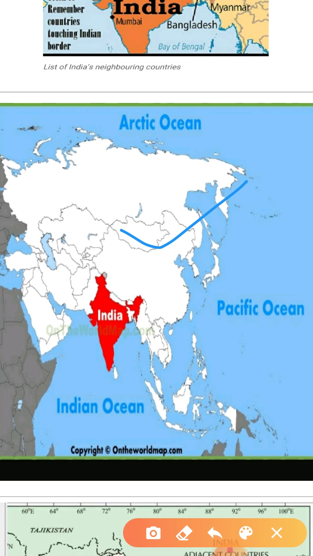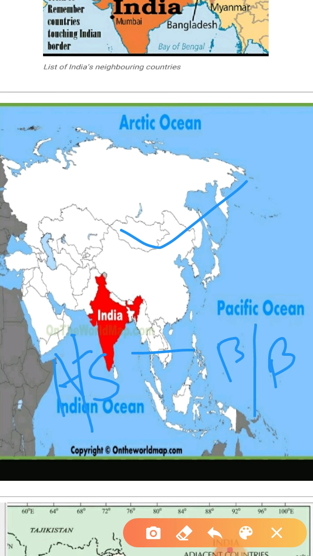Bordering the Indian Ocean, it has two arms extended in the form of the Bay of Bengal. As you can see, the southern part of India is bordered by the Indian Ocean, the eastern part by the Bay of Bengal, and the western part by the Arabian Sea. So in this way we can say that India is covered from two sides by the Bay of Bengal and the Arabian Sea.